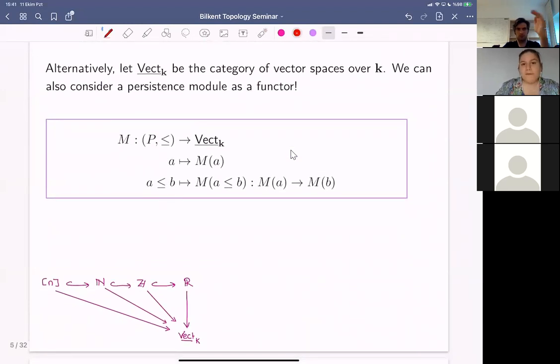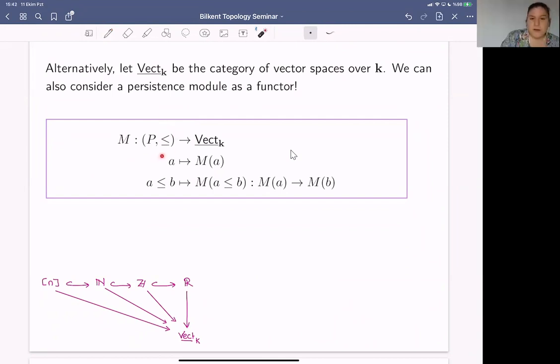So maybe if you are familiar with categorical theory, you can also define a persistence module in terms of a functor, from a topological point of view. So let's say this is a poset. We can consider a poset as a poset category. And then a persistence module is a functor from this poset category to the category of vector spaces.